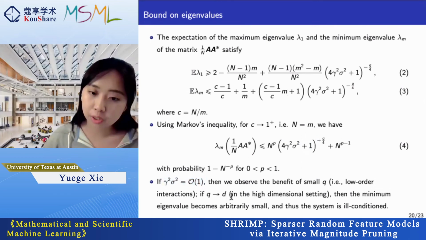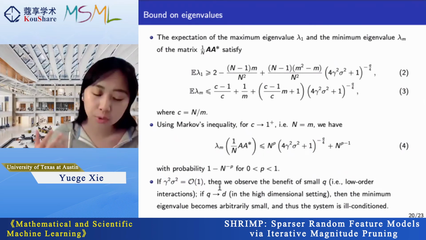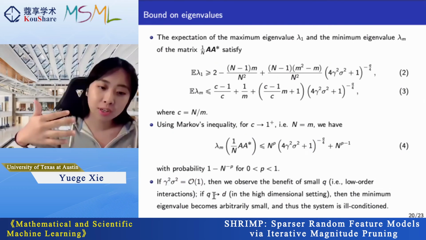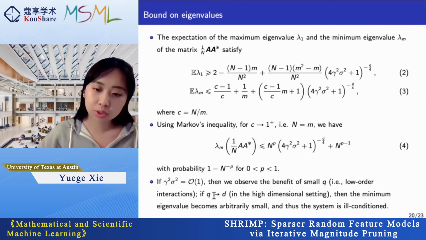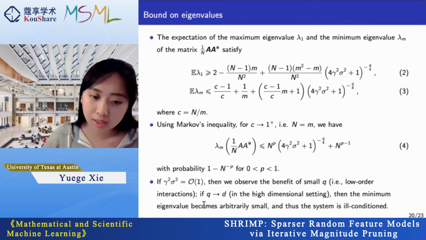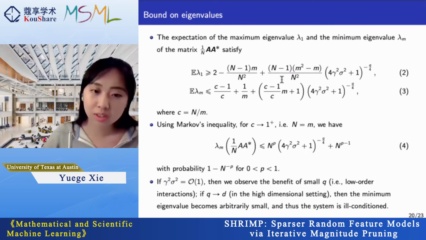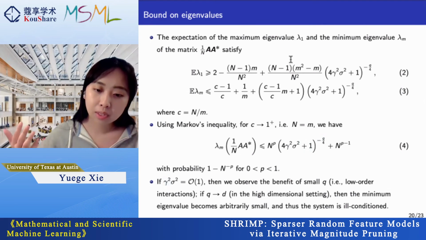But if q goes to infinity, goes to d, which means in the high dimensional case, we have the full interaction between all the coordinates of the vector. The minimum eigenvalue will become arbitrarily small. So that will lead the system to become ill-conditioned. So that's not the case we want.